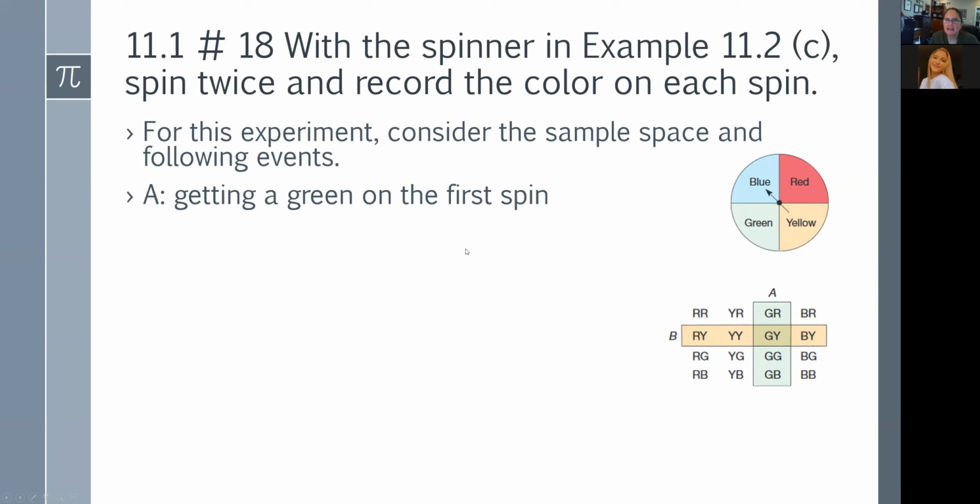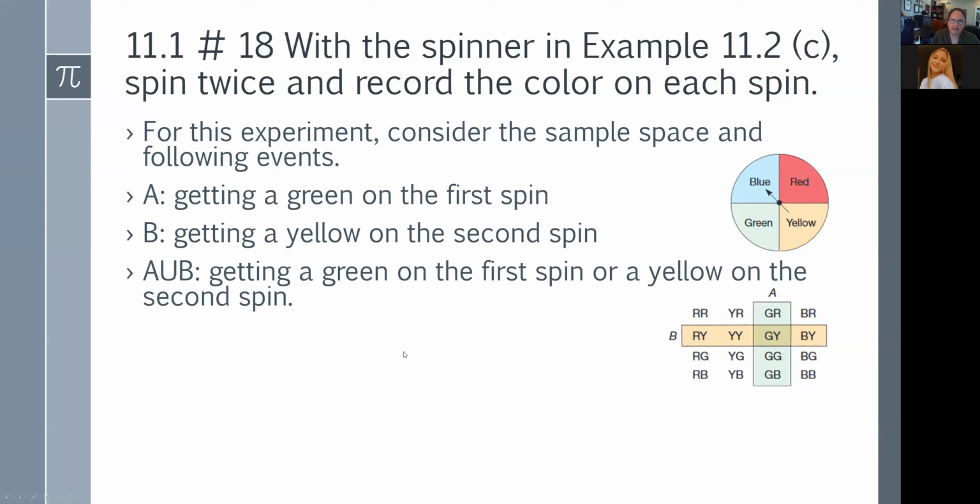Event A is getting a green on the first spin. And that's this column. It's been highlighted in green for us. So we can either get first a green and then a red, first a green and then a yellow, both of them are green, or first a green and then a blue. Event B is getting a yellow on the second spin, and that's been highlighted in yellow for us. A union B is getting a green on the first spin, or a yellow on the second spin, or both, okay? So that is everything that's been highlighted in green or yellow or both colors.